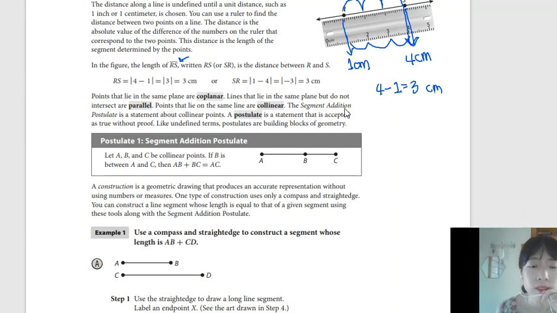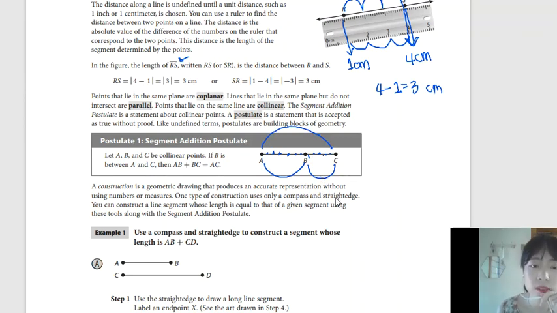Postulate number 1. Segment addition postulate. Let A, B, and C be collinear points. If B is between A and C, then AB plus BC equals AC. So they're all collinear, which means they're all in the same line. If B is between AC, then there is no way that B is going to be outside the line segment AC. Does that make sense? B could be any point between A and C on this one line. So AB plus BC is gonna be equal to the line segment AC. That's postulate number 1.